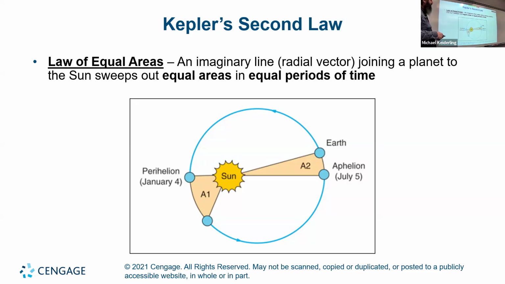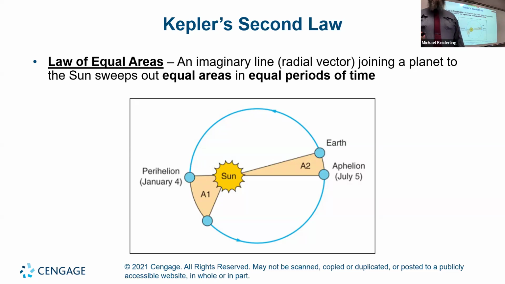So here, area 1 and area 2 are equal in size, and you can see how they'll take the same amount of time to cover. You can see how you'll travel faster on this arc than you would on this arc.